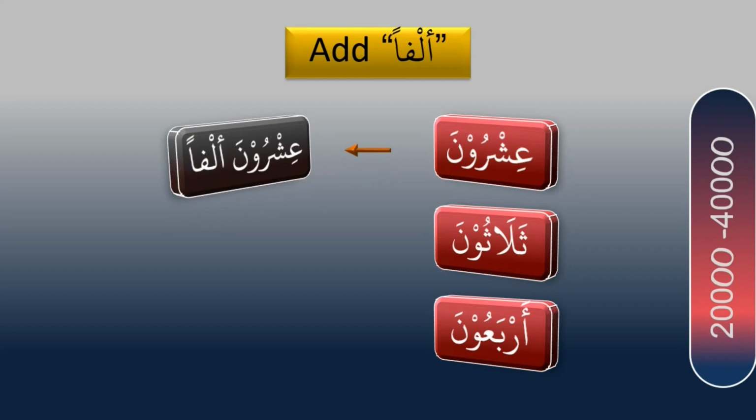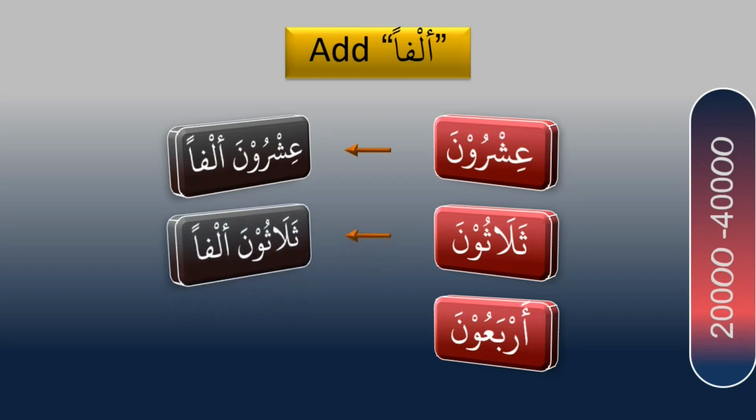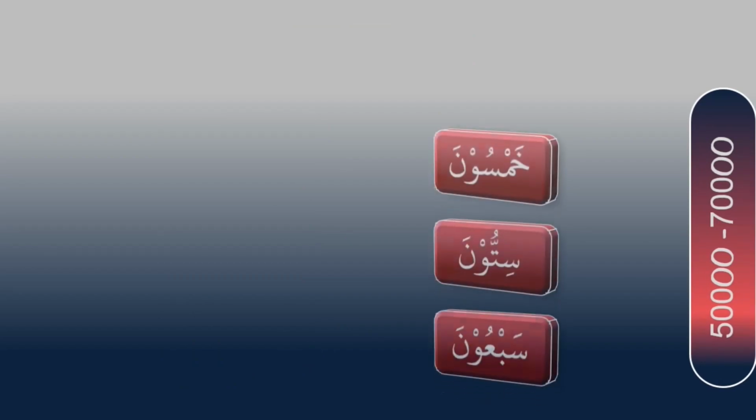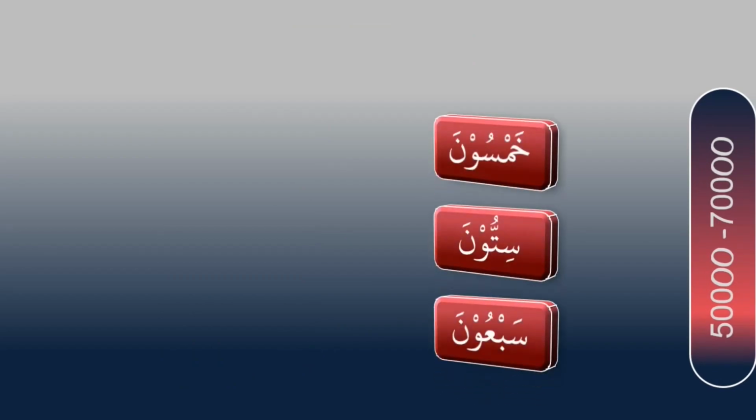Similarly, if I add alfan at the end of Thalathun, it will become Thalathuna alfan, 30,000. Likewise, if I add alfan at the end of Arba'un, it will become Arba'una alfan, 40,000. Now from 50,000 till 70,000. First we are going to use teen numbers which are Khamsun 50, Sittun 60, Sab'un 70. The formula is the same. We are going to add alfan at the end of these teen numbers.